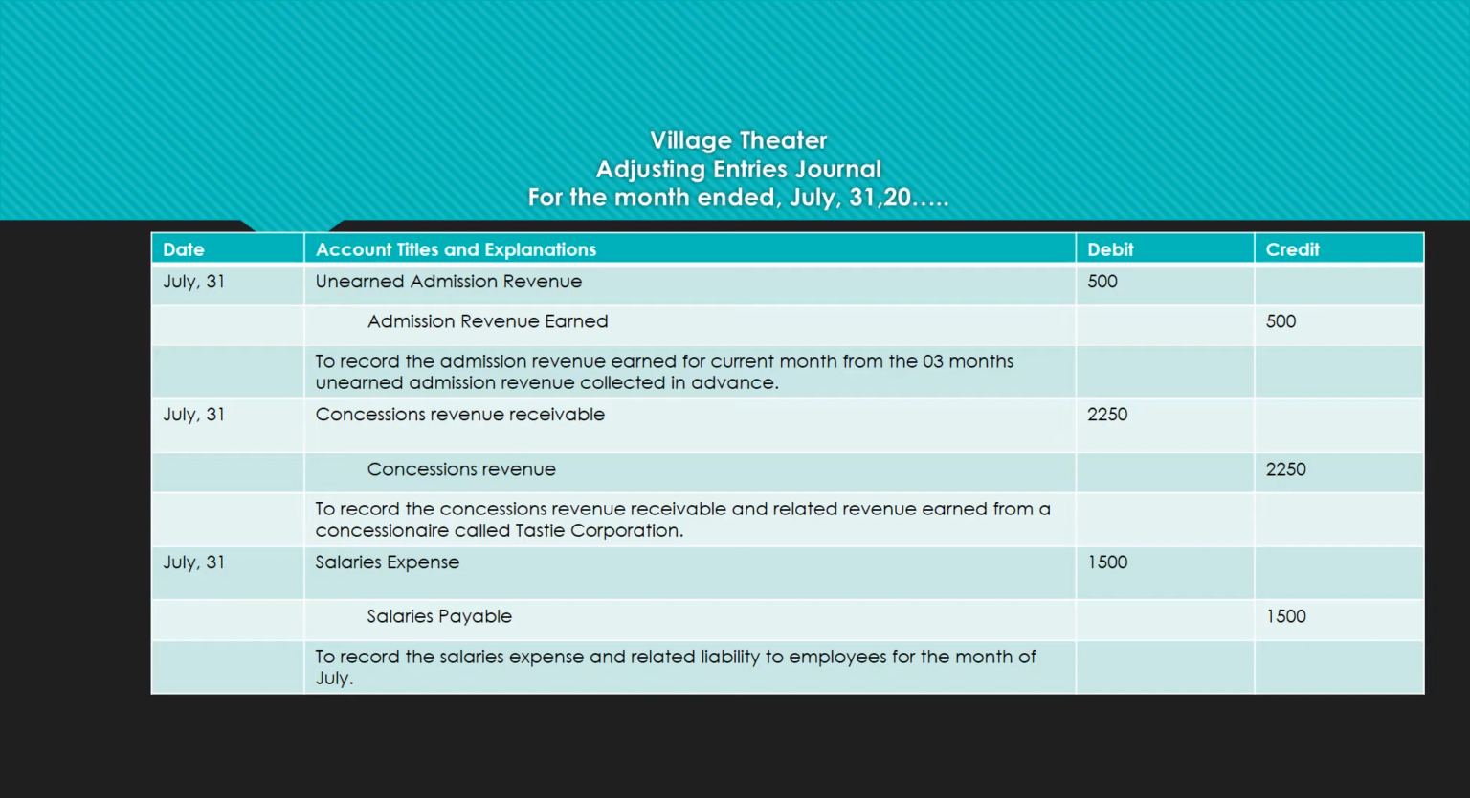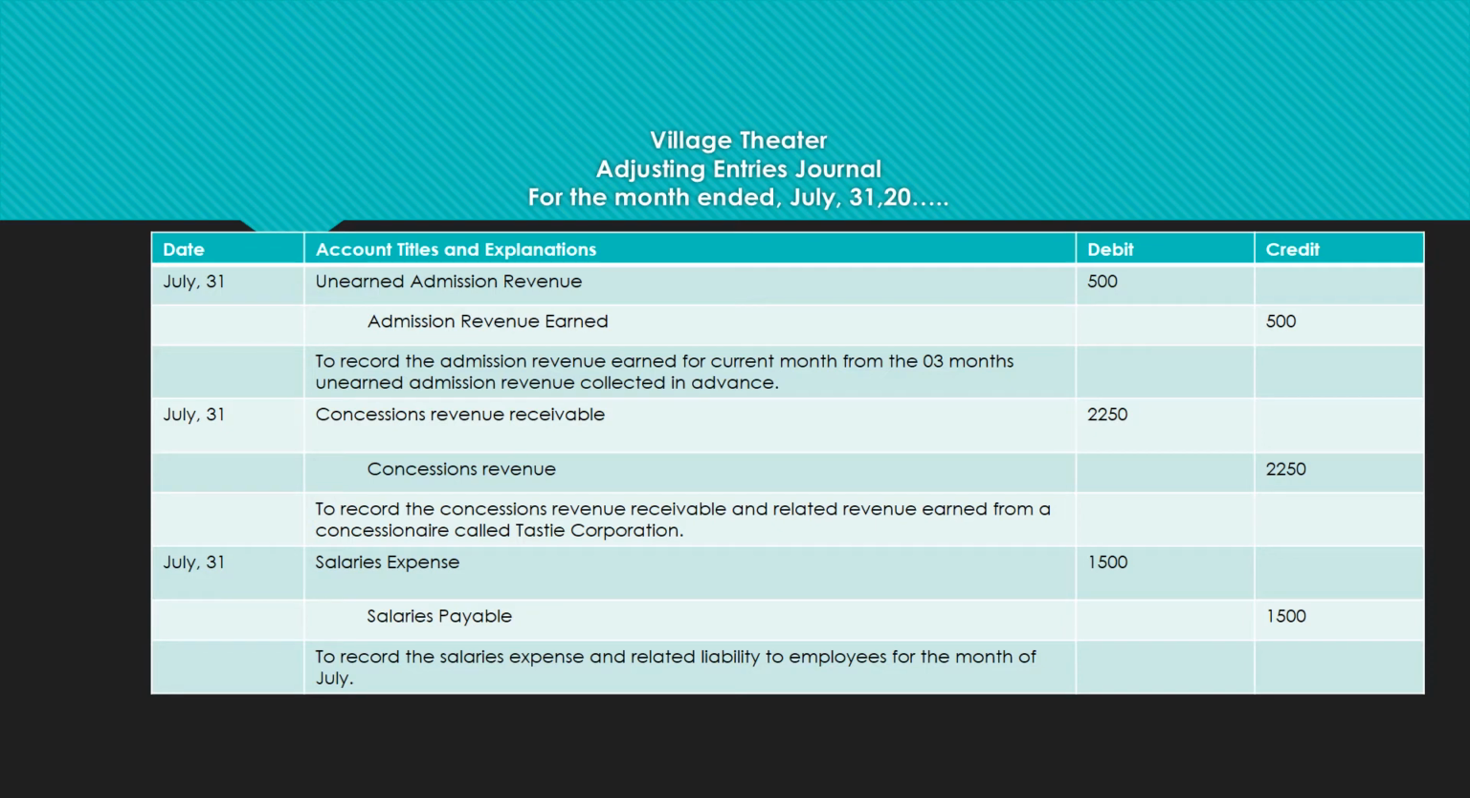Why is it 1000 and not 1500, as YMCA paid 1500? Because YMCA paid 1500 on 28th May, and 500 were for the month of June. So Village Theatre earned 500 revenue for the month of June. So unearned revenue was decreased by 500 after June. So from 1500, unearned admission revenue decreased to 1000 for the month of July.